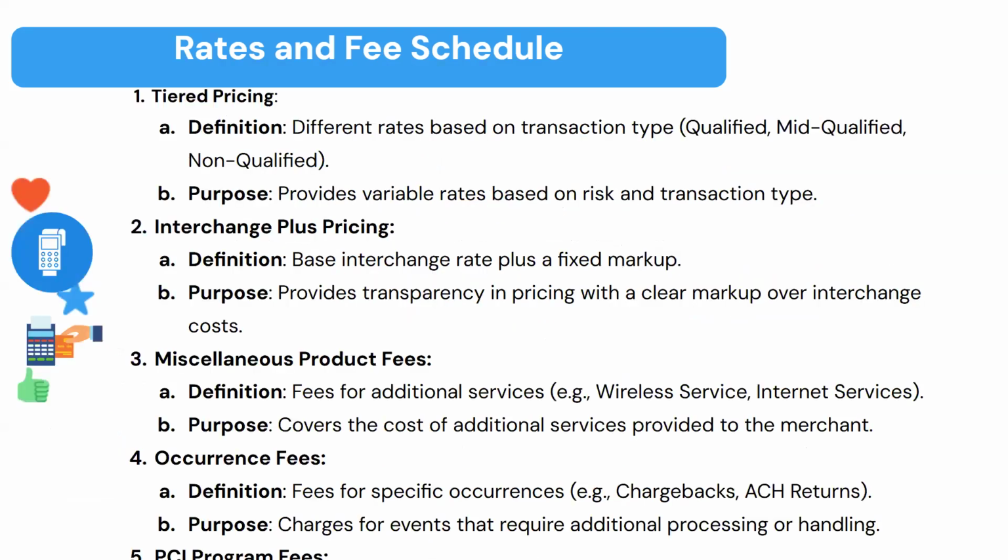Last is the flat rate pricing. And we also have the tiered pricing. It provides variable rates based on risk and transaction type. The interchange plus pricing. This provides transparency in pricing with a clear markup over interchange costs. Miscellaneous product fee. The purpose of this is that it covers the cost of additional services provided to the merchant. The occurrence fee is the charge for events that require additional processing or handling. And we also have the PCI program fees.